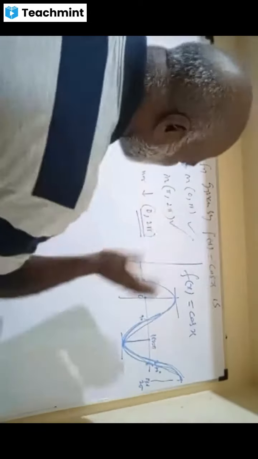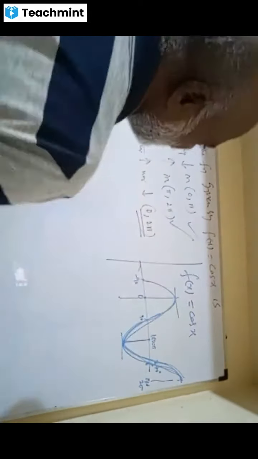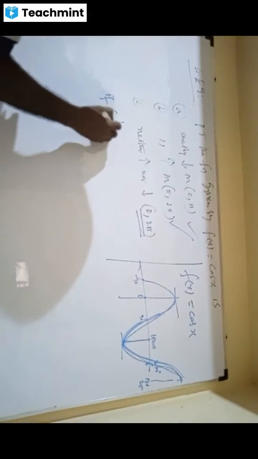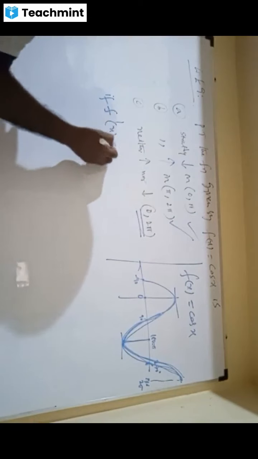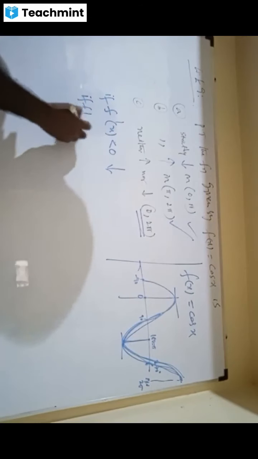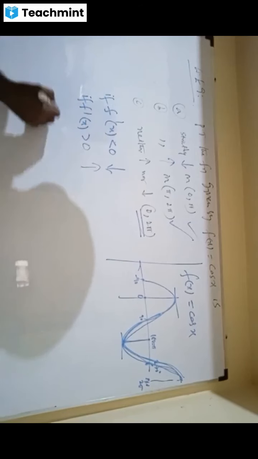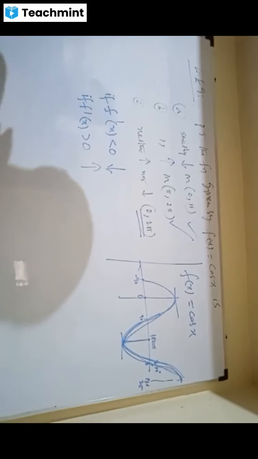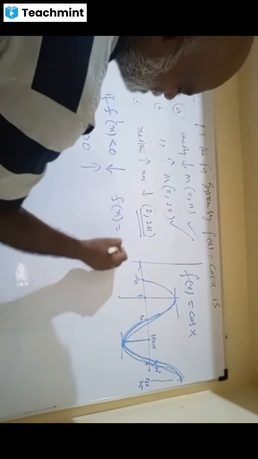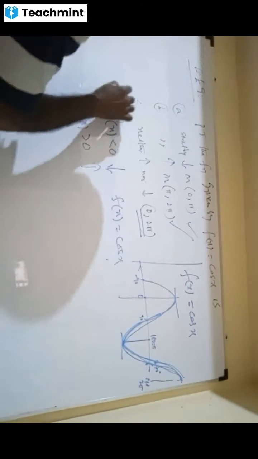Hence here, the graph I am able to say, but he is expecting us to do it mathematically. Now we know that if f dash x is less than 0, the function is decreasing. If f dash x is more than 0, it is increasing. Now, friends, f of x is given as cos x. Let us see the solution now. The graphical part is very clear for us.